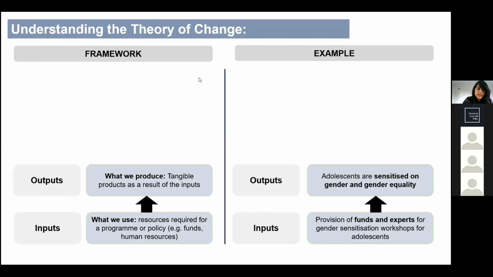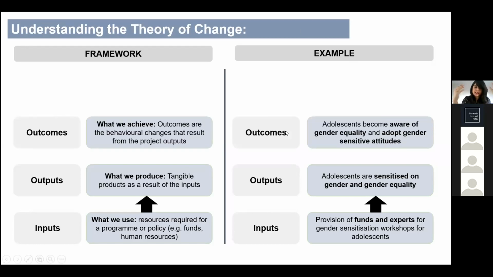What are the outputs? The outputs are essentially what we produce, right? And how we define it is the tangible products as a result of the inputs. So from the inputs, there are certain tangible products, as many of you defined in our chat, and those are the outputs. So from the input of the gender sensitization workshop, a direct output would be that adolescents are sensitized to gender and to gender equality, etc. That is the broad output that we can expect from this intervention.